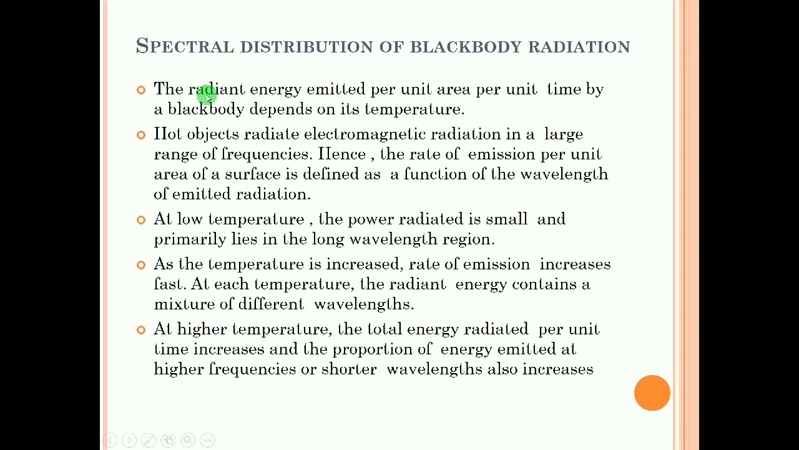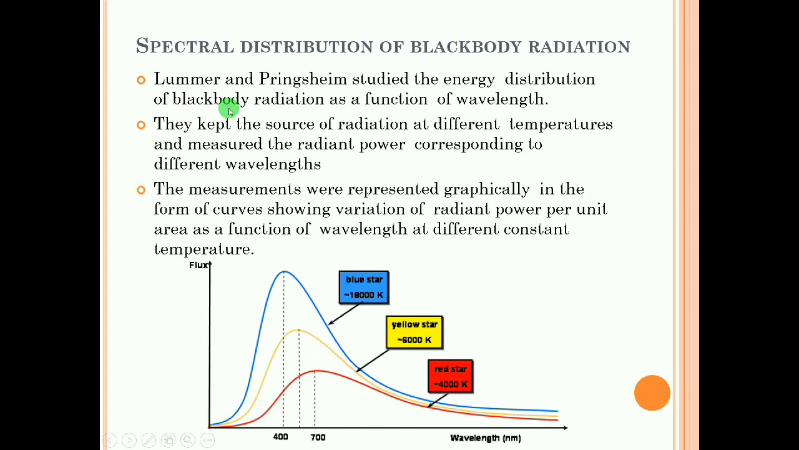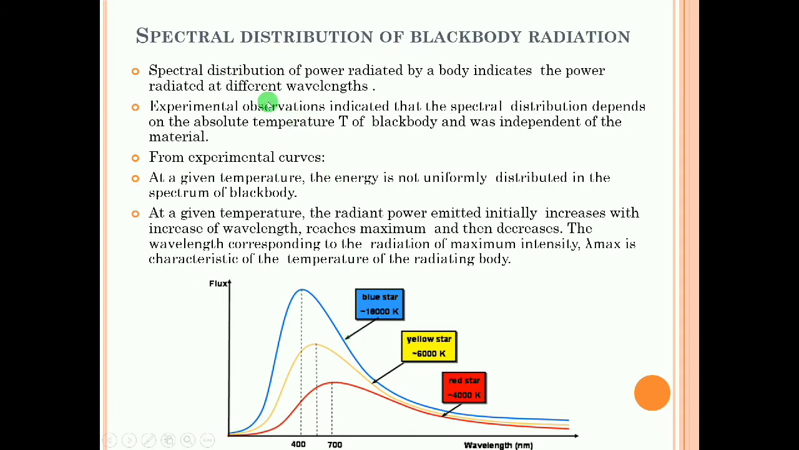So in the explanation, the first point you will write is that radiant energy per unit time per unit area by a black body depends on its temperature. Then you can write here that radiation at different temperatures is measured, and the radiated power corresponding to different wavelengths is plotted here. That is, intensity of radiation versus wavelength is plotted at different temperatures. So what are we getting here?